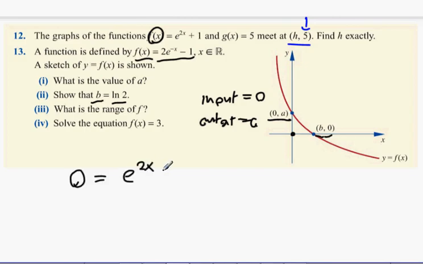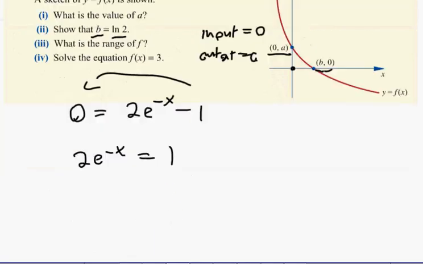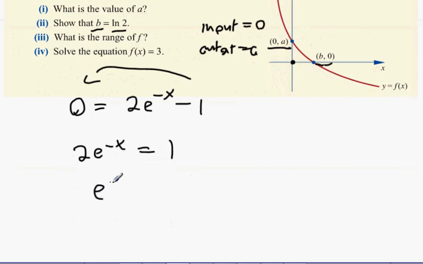0 equals 2e to the minus x minus 1. Bring the 1 to the other side. We're going to get 2e to the minus x equals 1. I brought it to the other side and then followed up with a switch. Okay, and then we're going to ln both. Halve it first if you want. Then we're going to ln both sides.